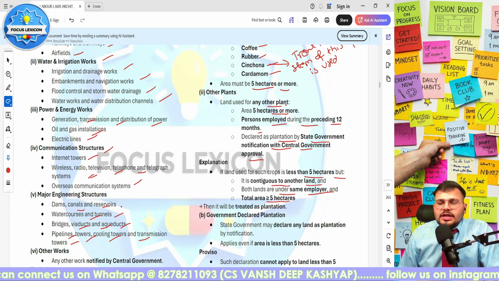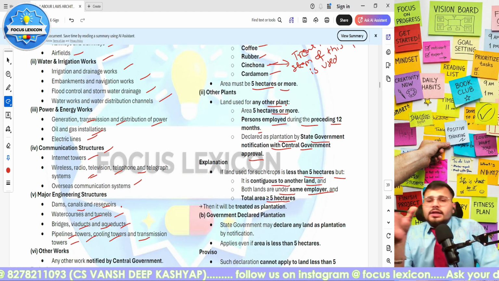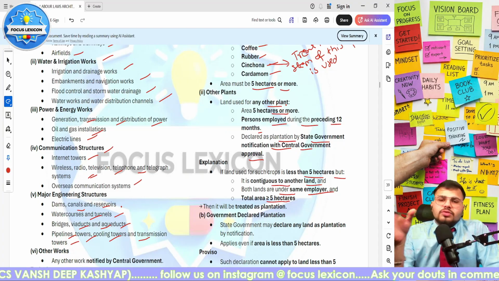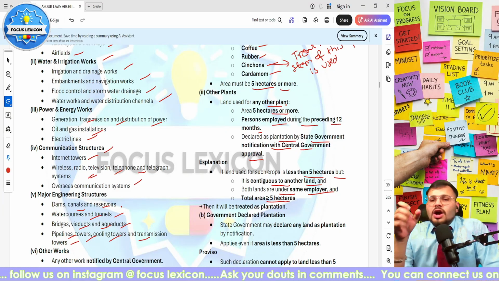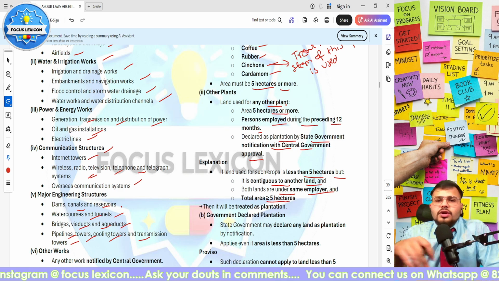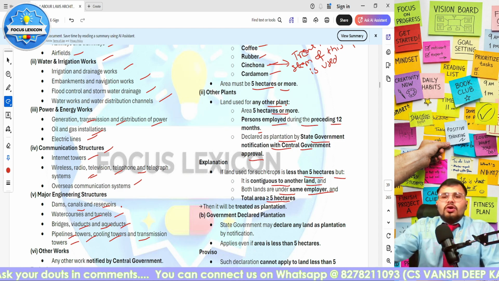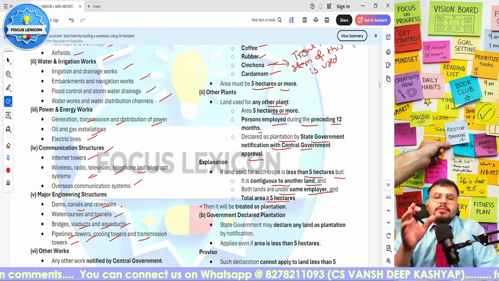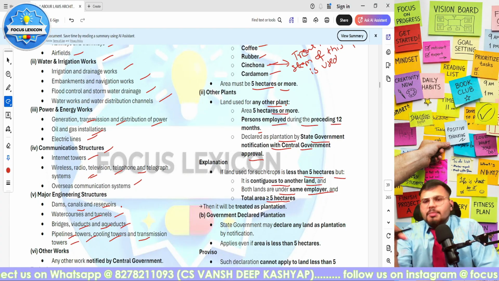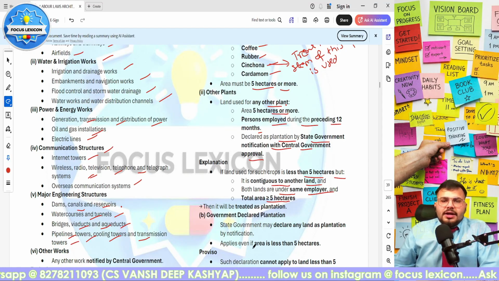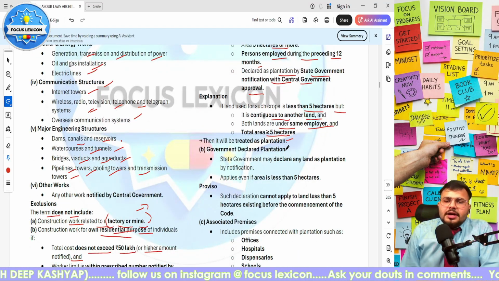For example, someone is planting cardamom in his field, or he is planting tea, and that area is less than 5 hectares. However, he is owner of a total land plot that is more than 5 hectares, and that is adjoining land. All the lands are together. So that will be considered as plantation, because the nearby area is also affected by that plantation. So then it will be treated as plantation.